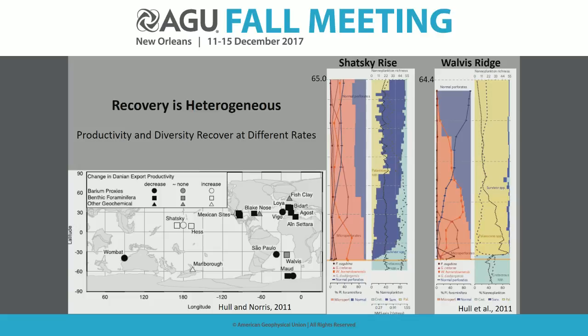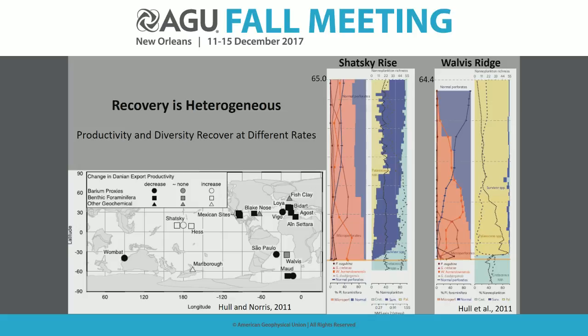You have slower recovery in the Gulf of Mexico and the North Atlantic, somewhat too in the South Atlantic. These Mexican sites, for example, the productivity took 300,000 years to get back to the level that it was at in the Cretaceous. Other places in the Pacific, like Shatsky Rise or Hess Rise, productivity actually increased after the boundary.